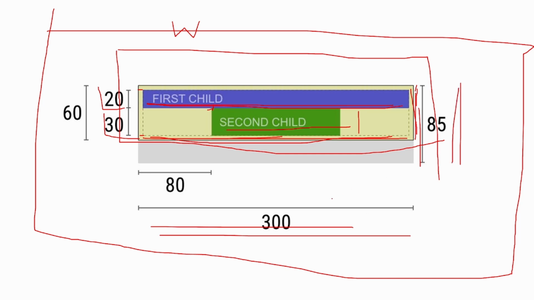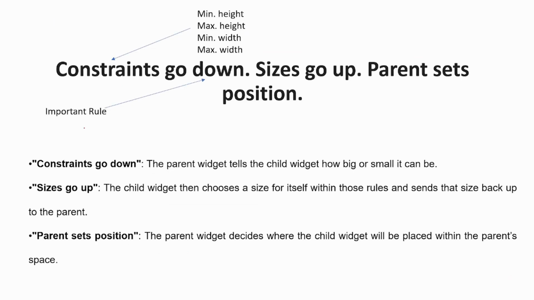Now this widget will tell the parent, I want to be 300 pixels wide and 60 pixels tall. This is how the constraints take place, how the Flutter layout engine lays out all the widgets. So it is very important to remember this main rule: constraints go down, sizes go up, parent sets the position. If we learn this in the earlier stage, when we move forward, it will be easier for us.